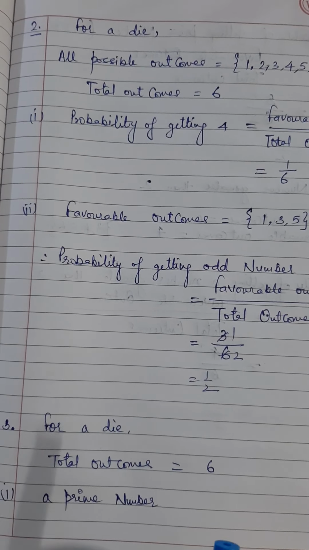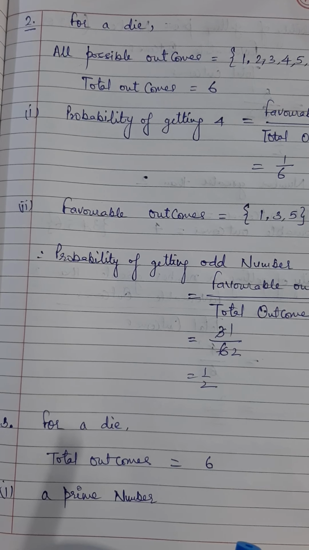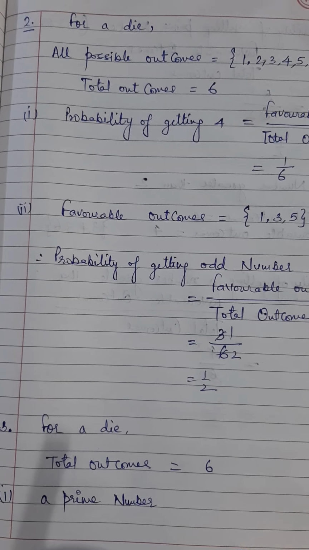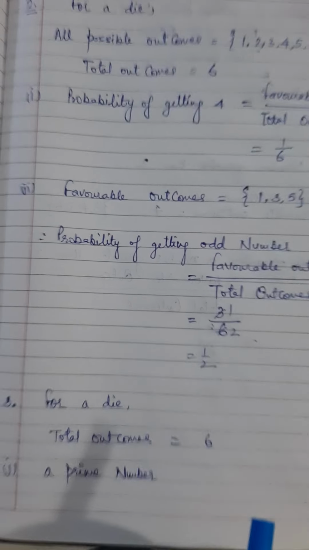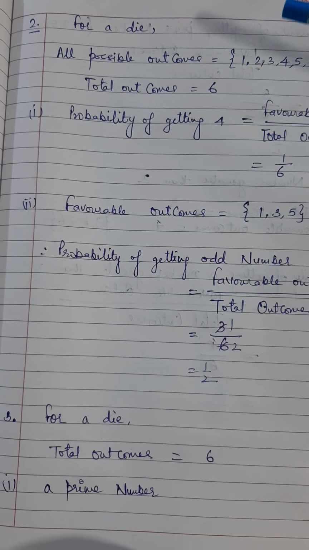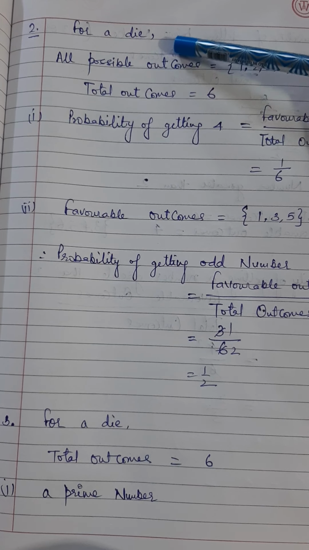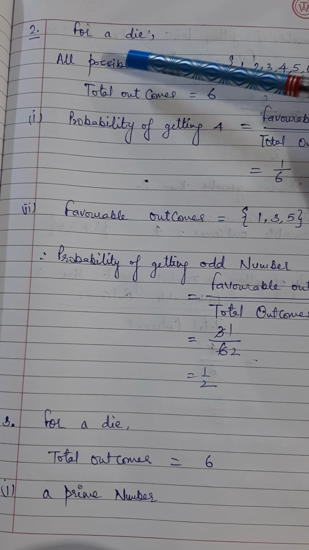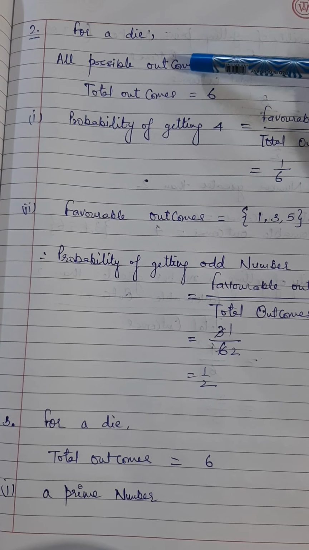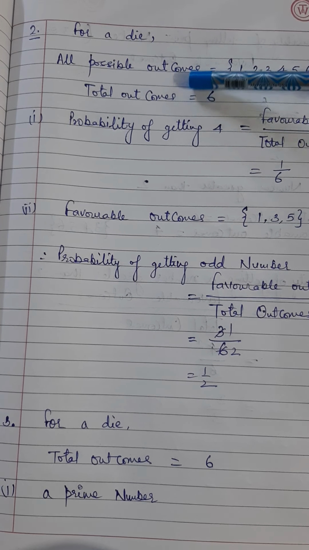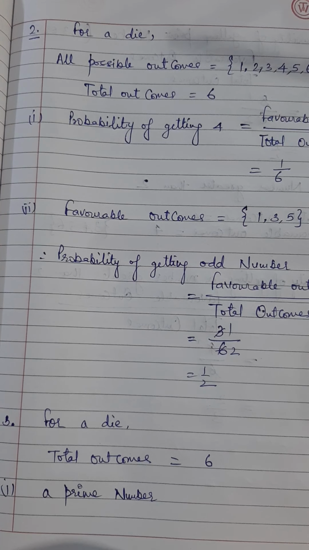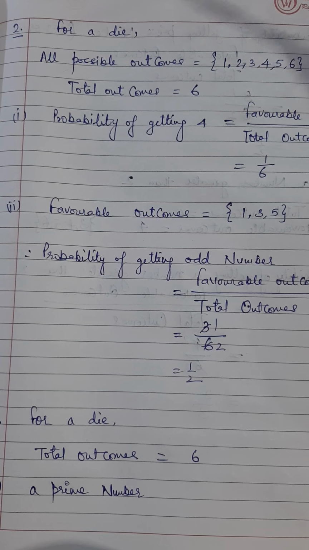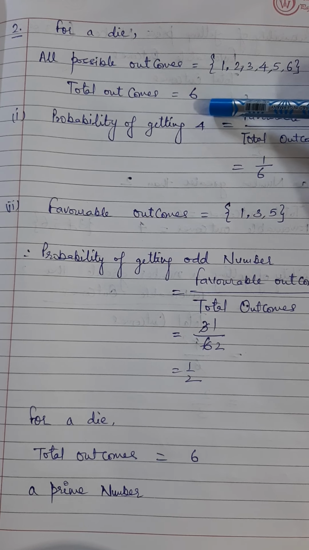Now question number 2. It is given a dice is thrown once. What is the probability of getting, first part, number 4? When we roll a dice, we have 6 possible outcomes: 1, 2, 3, 4, 5 and 6. So total number of outcomes we can write as 6.